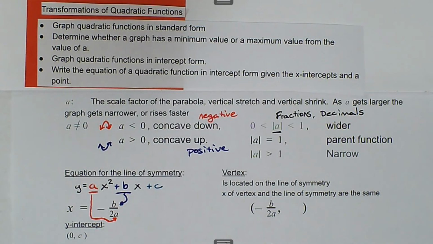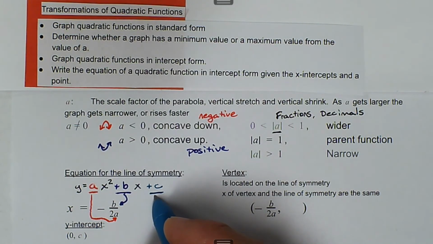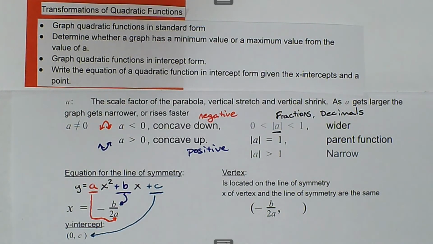Now here, this is going to be our y-intercept. We wrote that down already, but that is going to be (0, c). Whatever is on the end, that is absolutely 100% where the graph crosses the y-axis. And the vertex is located on the line of symmetry. So the x of the vertex and the line of symmetry are the same. Once we calculate this, we'll get some x value that becomes our x value for the vertex. And then we can substitute that in to calculate what the y is and keep working from there.